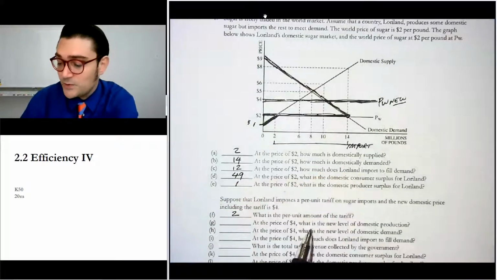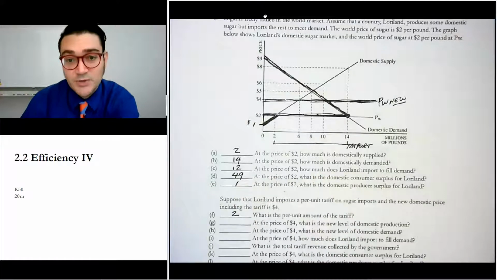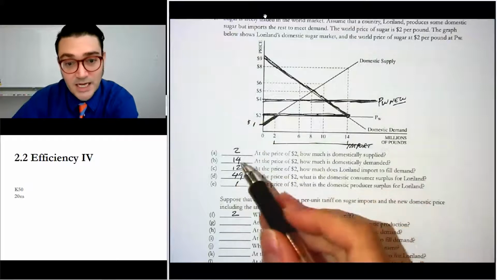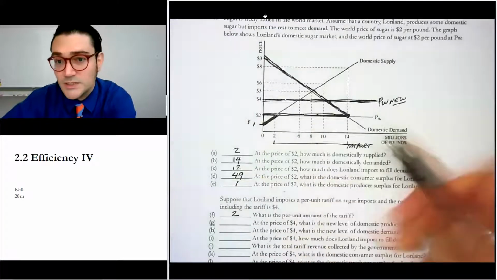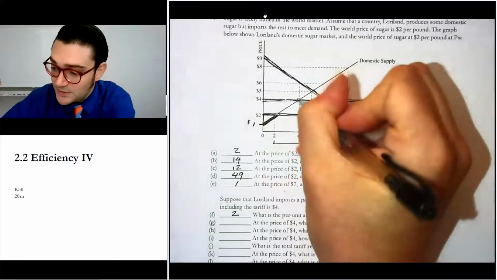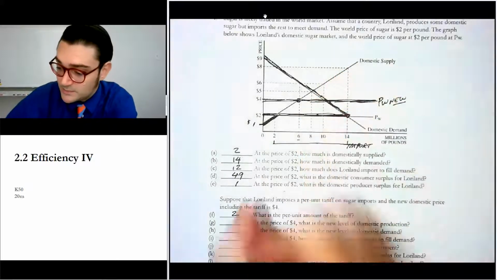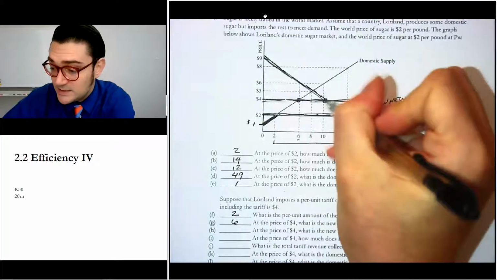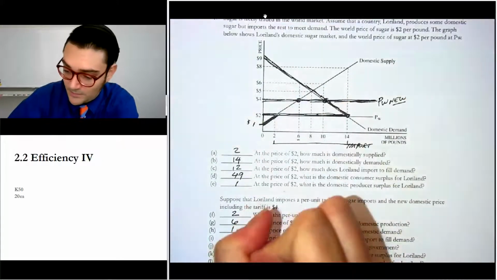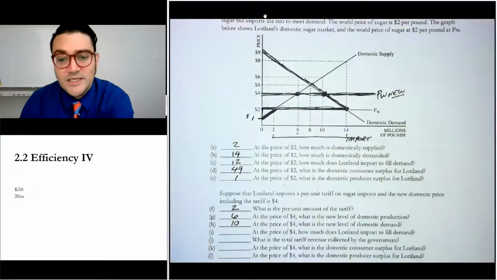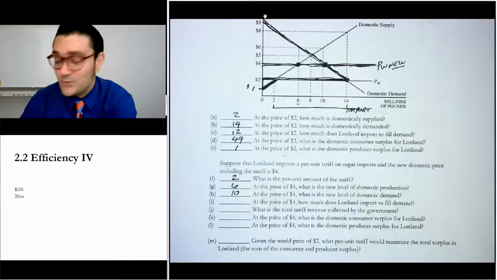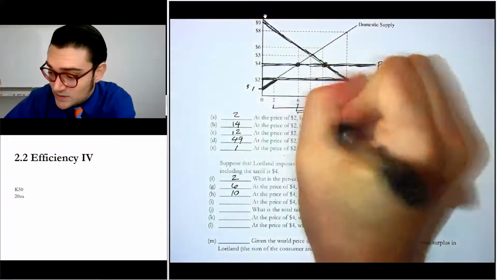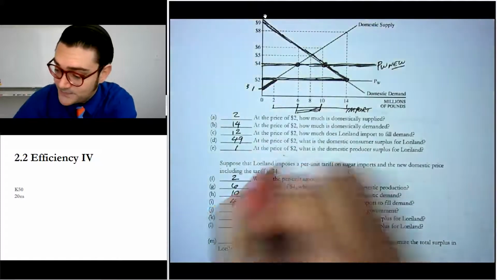At the price of 4, what's the new level of domestic production? Well, now we repeat the process we did up in the top, and we just do it again, but with $4. So the domestic production is now here at 6. And the domestic demand is only 10, right? So at the price of 4, how much are they importing now? Well, now they're only importing from 10 to 6, which is only 4.